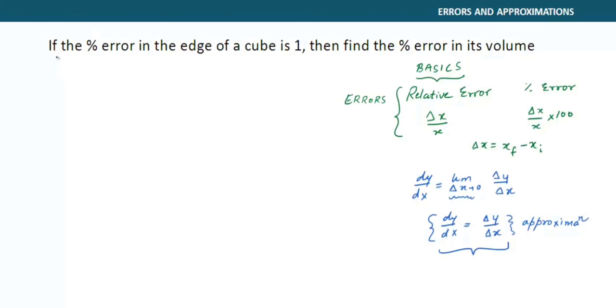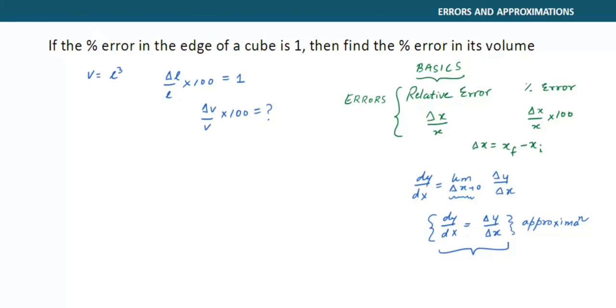So let's say what is given is that the percentage error in the length of a cube is 1, and we need to find the percentage error in the volume. We know that the volume of the cube is V equal to L cube, right? What is given to you is the percentage error in terms of L, that is delta L into 100 by L is 1. Now you want to find the percentage error in volume. That means what you are trying to find is delta V by V into 100. That is your target.